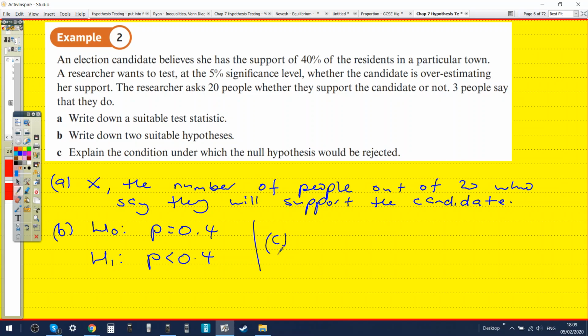What does it mean? Let me just see. So did they say 3 people say that they do? You would have to find the probability of 3 people out of 20 saying that they will support her. And if that probability is less than 5%, then that's very significant. That means she has less support. So I'm going to try that now.